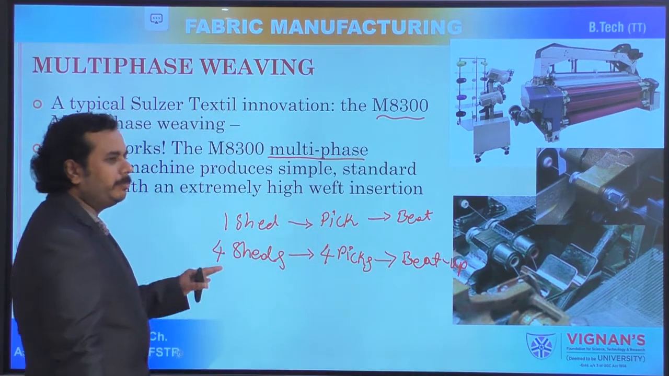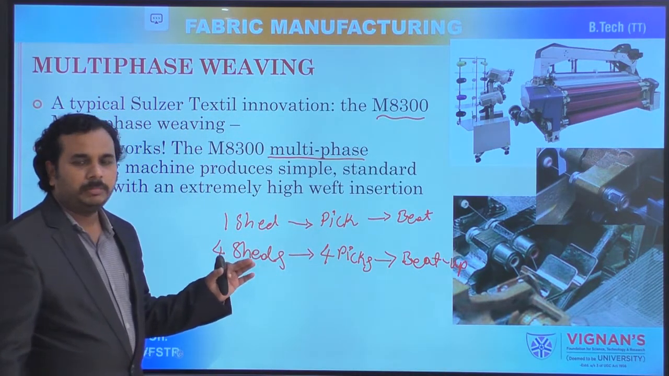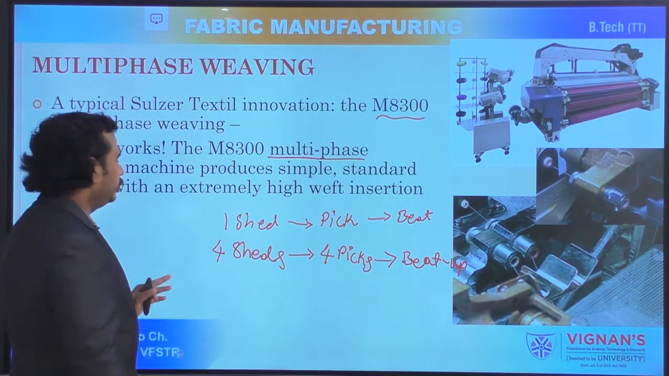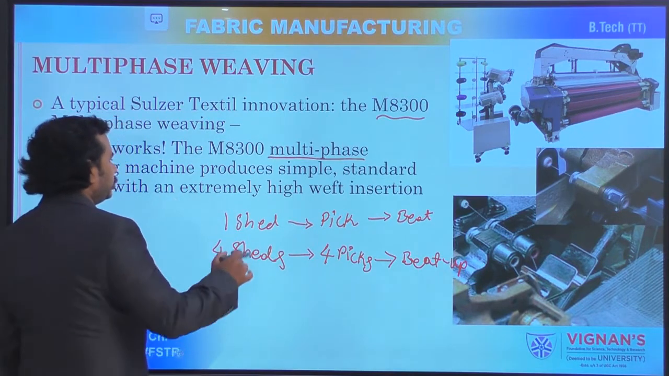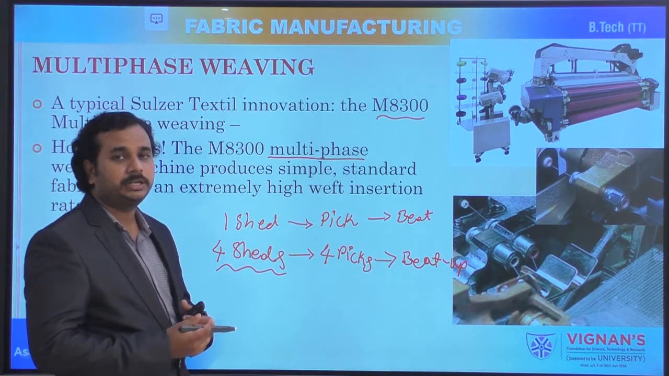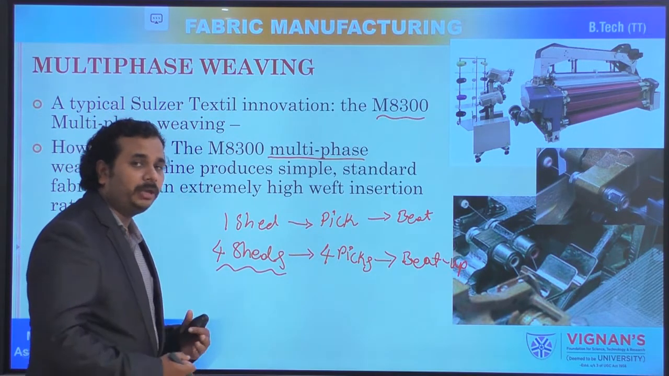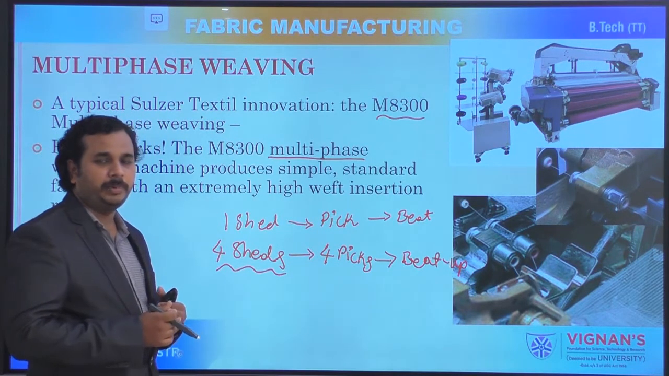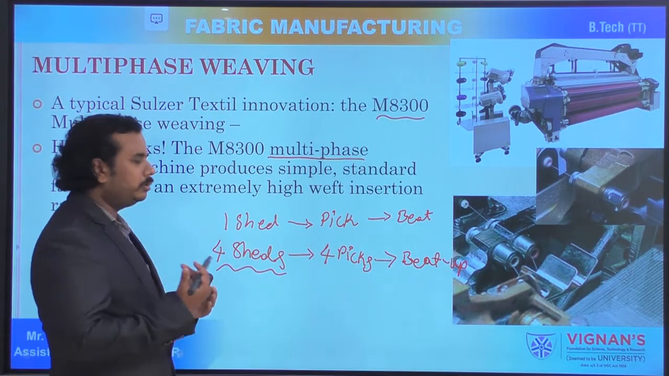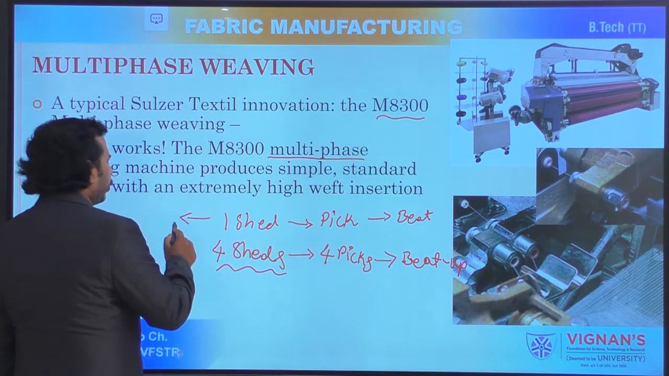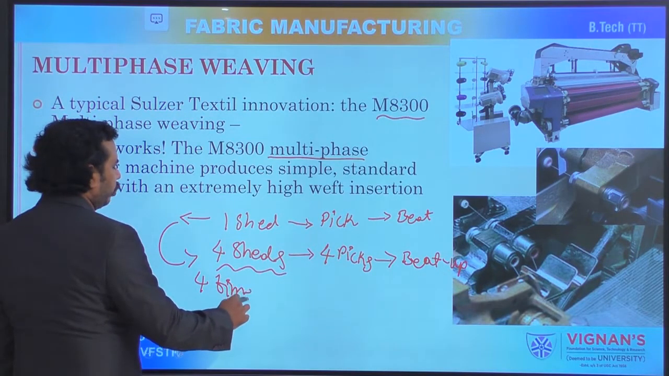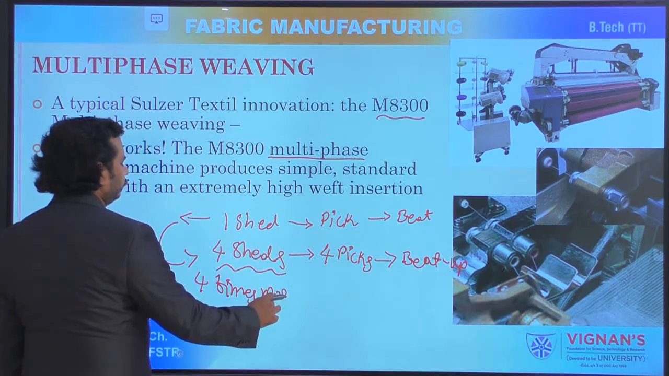This is the basic difference between normal shuttle looms and shuttleless looms compared to the multiphase looms. You have to remember that. At a time we form 4 different sheds simultaneously, 4 pick insertions are done simultaneously, and 4 beat ups occur. So if you compare, the production rate of multiphase is, I can say, 4 times more.